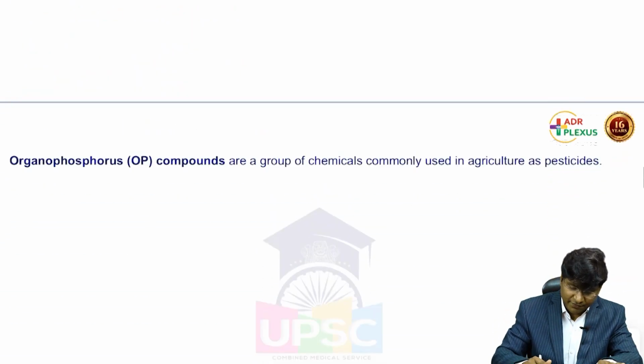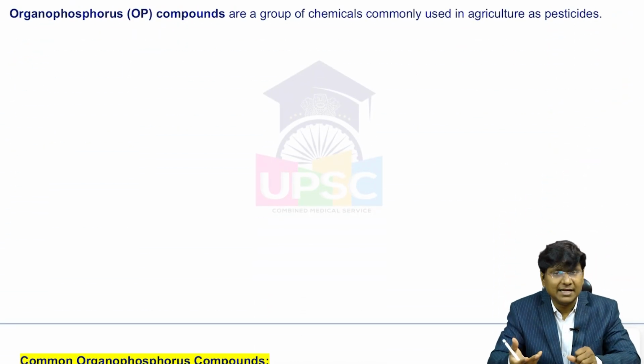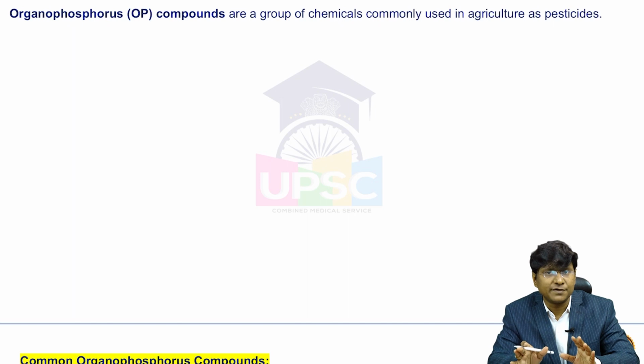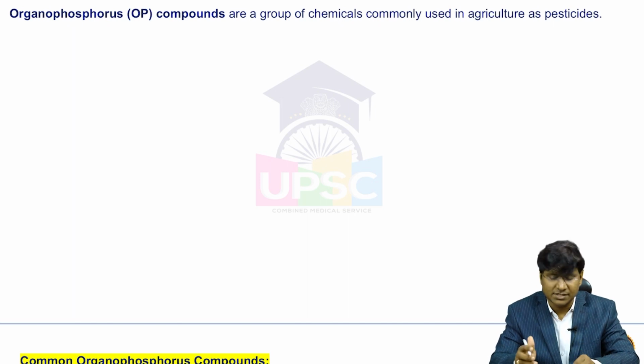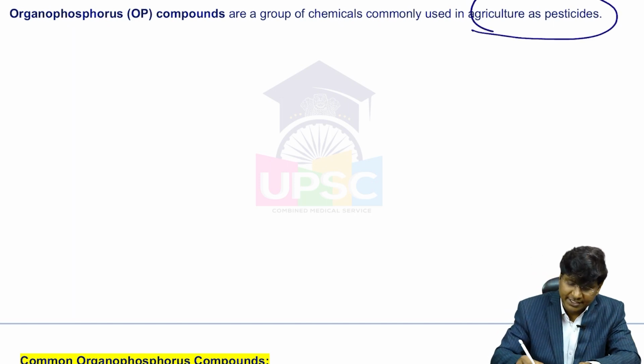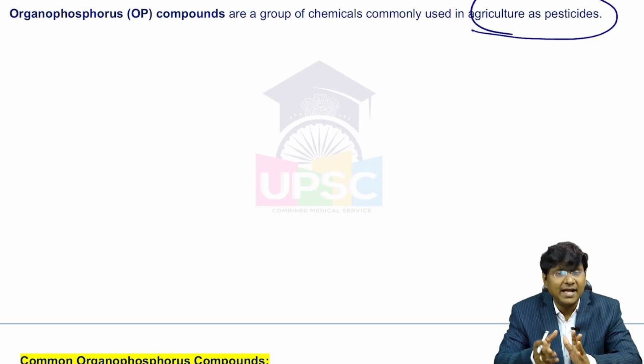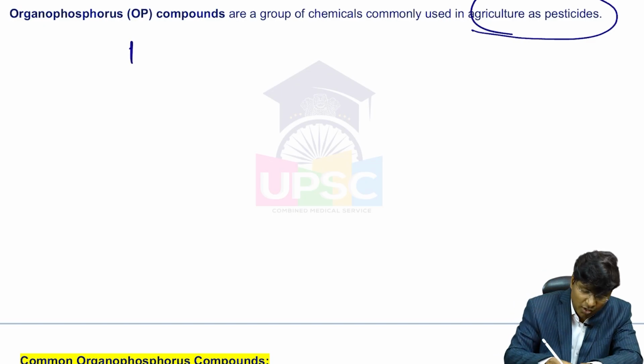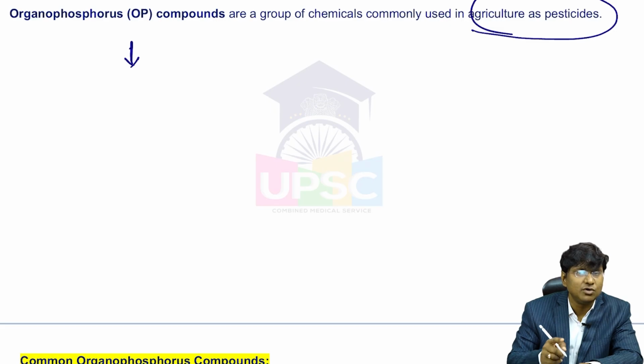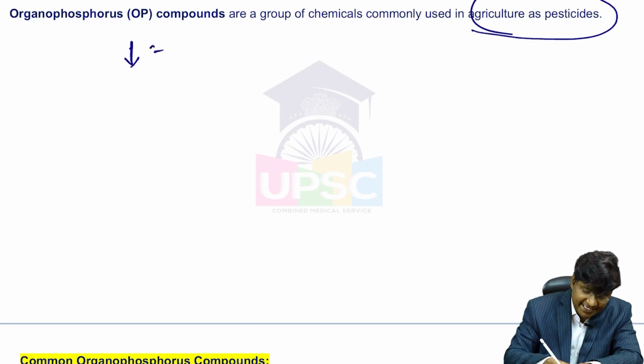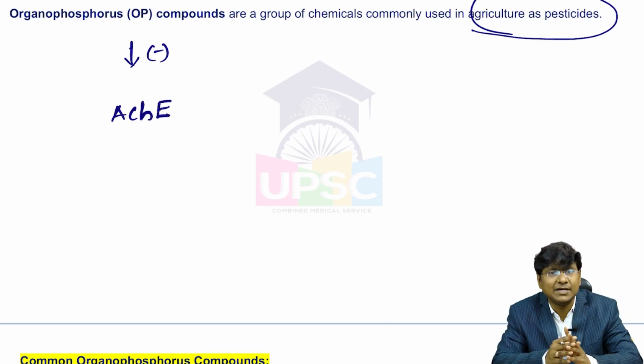Now in case of organophosphorus poisoning, what are these organophosphorus compounds? These are a group of chemicals commonly used in agriculture as pesticides. And how do they function? These organophosphorus compounds inhibit acetylcholinesterase, right? They inhibit acetylcholinesterase, which is an enzyme essential for proper functioning of the nervous system, right?